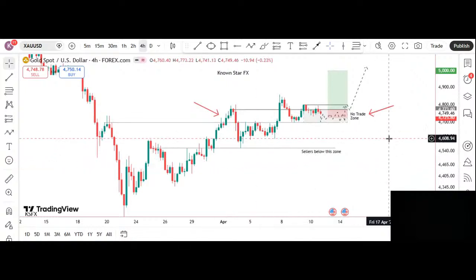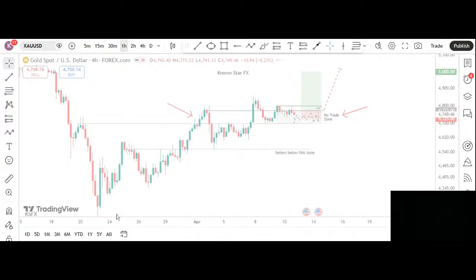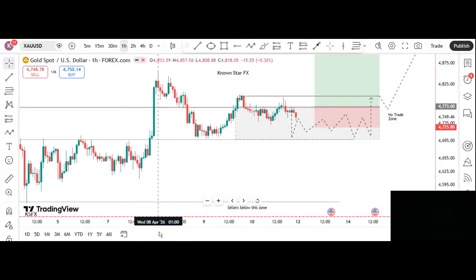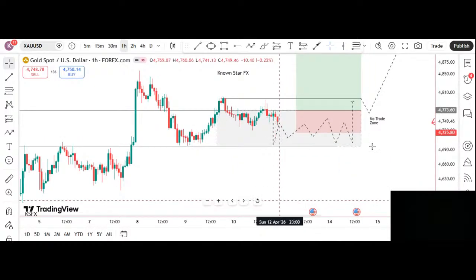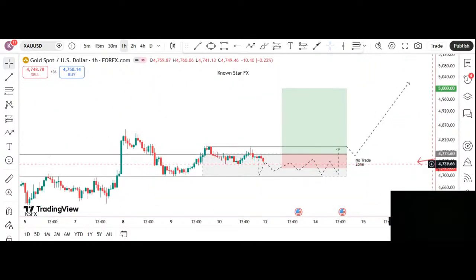I don't think there's any other thing to show you on gold right now, bro. For real, I don't think there's anything else to show you on gold. So you can see on the 1 hour time frame, it's all the same.